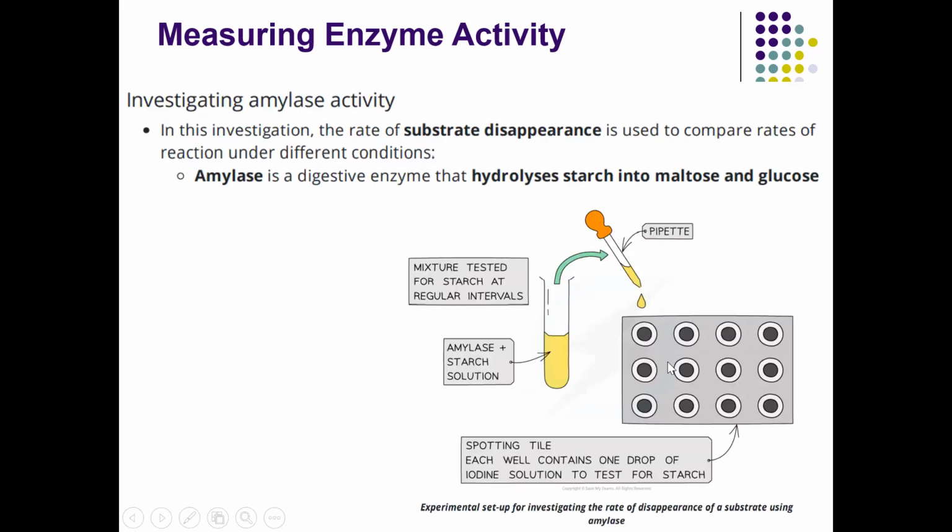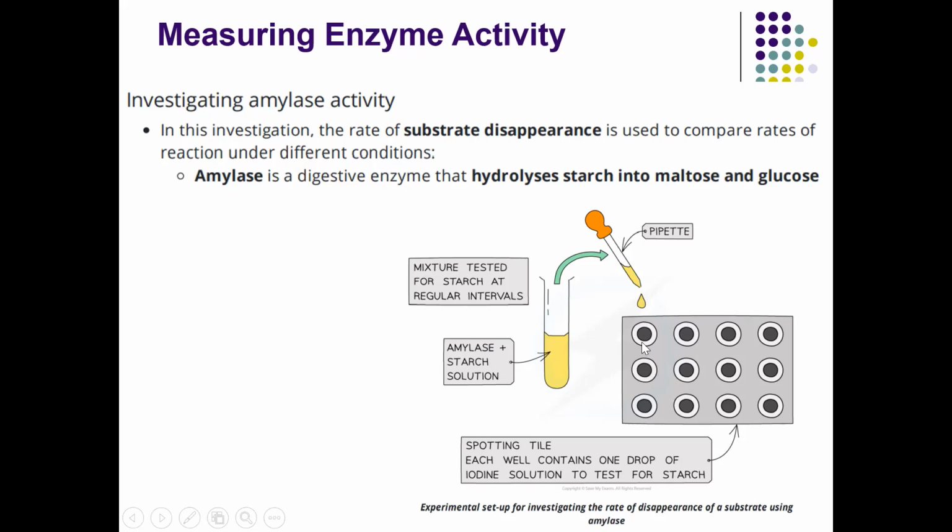So what we need to do, as you can see in here, we have the spotting tile. In the spotting tile, we have several wells in here. And in the well, we can put a starch solution. After that, we can also put the enzyme amylase into the well. So first we mix the starch and then we mix the amylase.